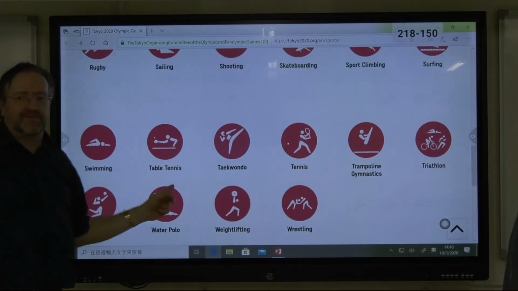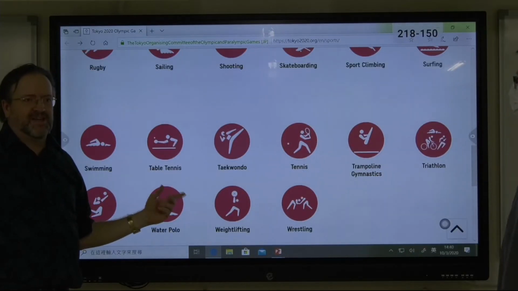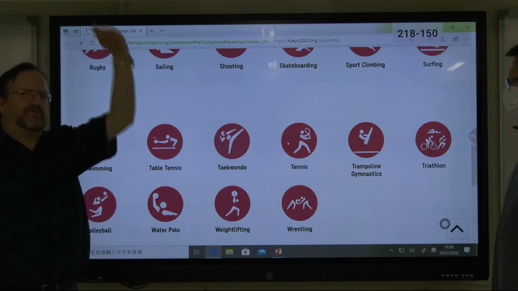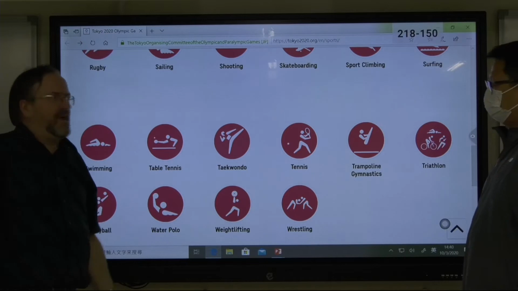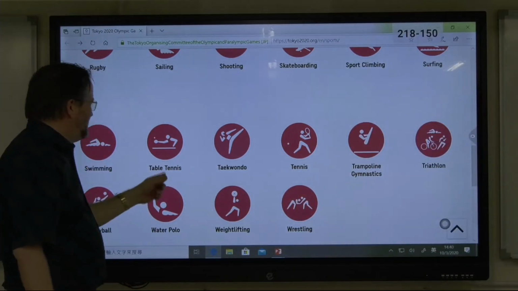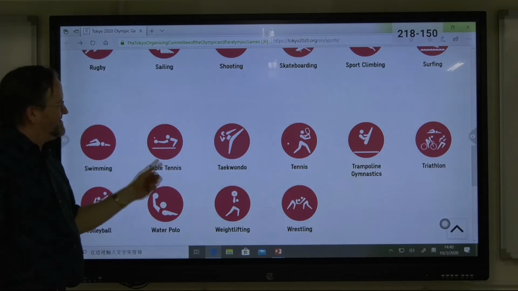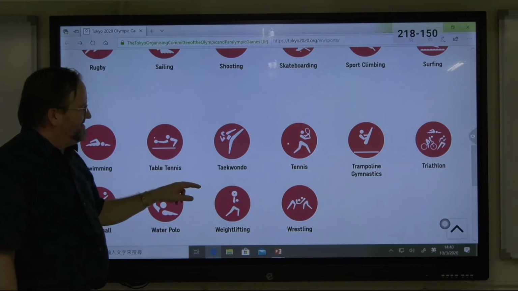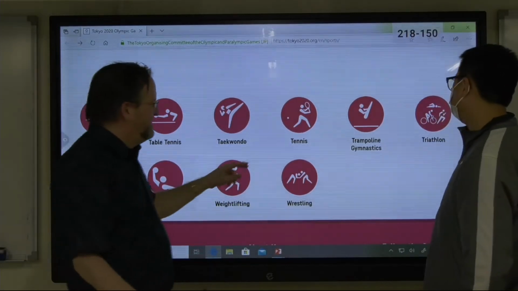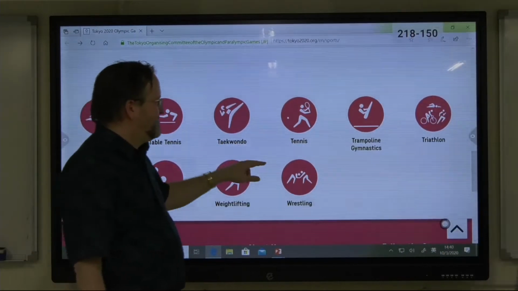Table tennis. If you're really good at table tennis, you don't have to be really strong. You don't have to be really tall to be a table tennis player. But you need to be fast, very fast. But if you're very fast, this is a good sport. You make lots of money. But you have to be the best in Hong Kong, otherwise, to have a chance. So that's not easy.